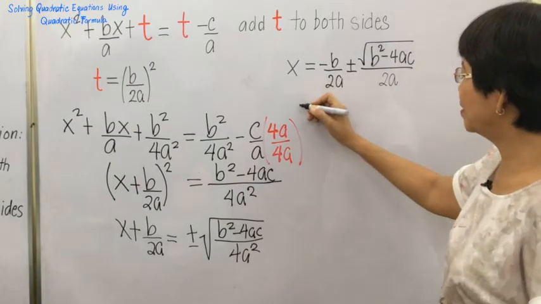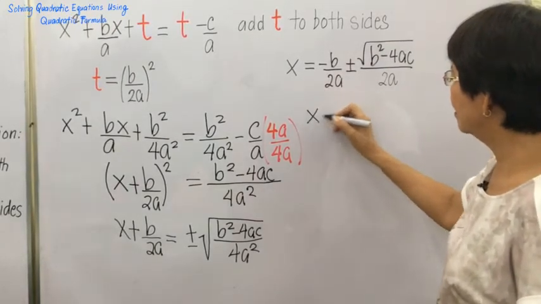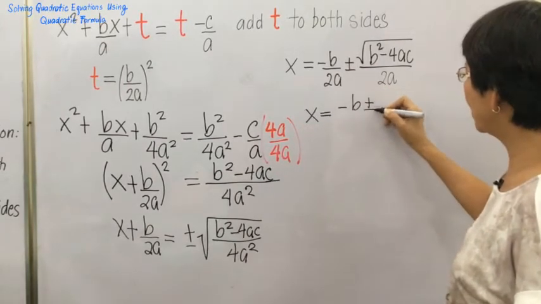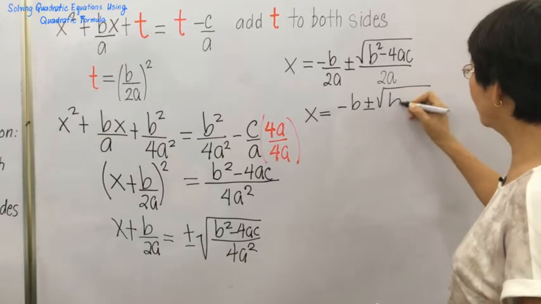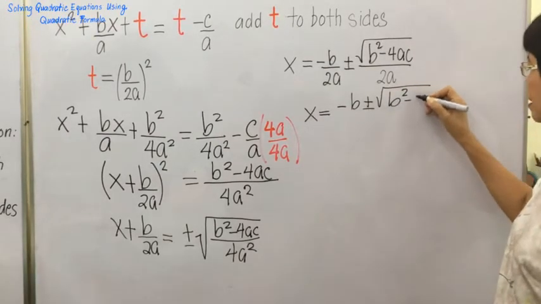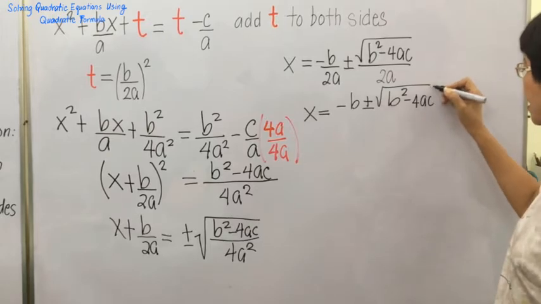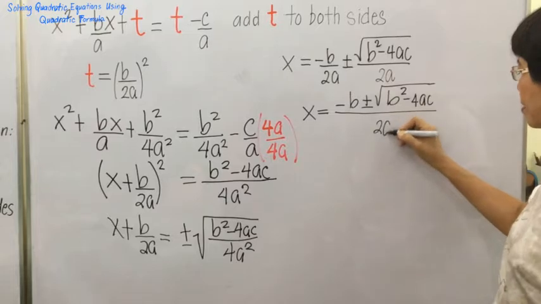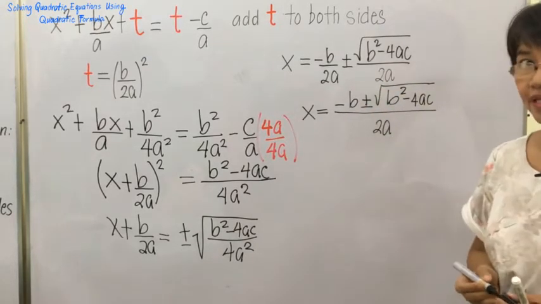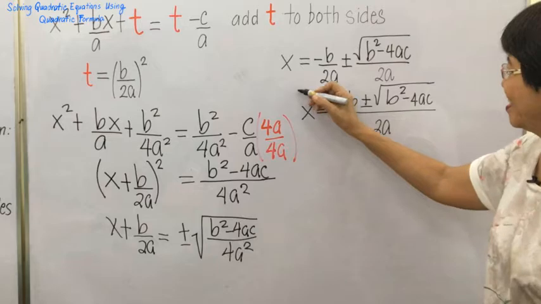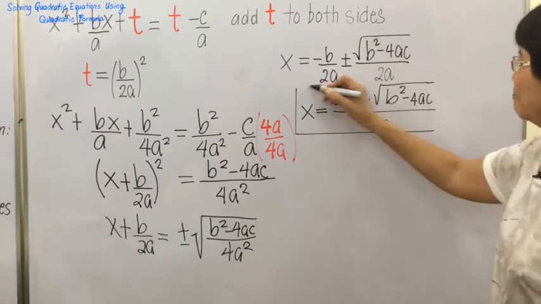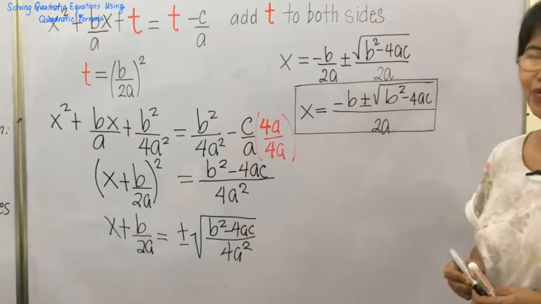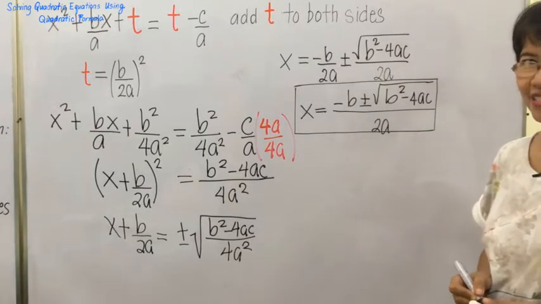And simplifying this, we have x equals negative b plus or minus the square root of b squared minus 4ac all over 2a, because we have the same denominator. And this will be the final form of the quadratic formula. And we will apply that in our examples.